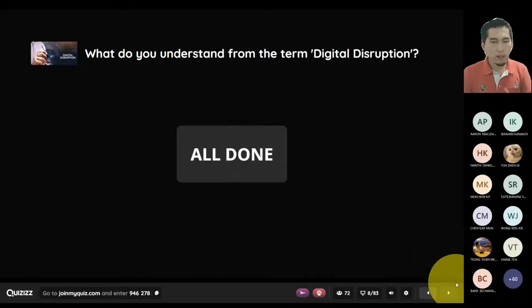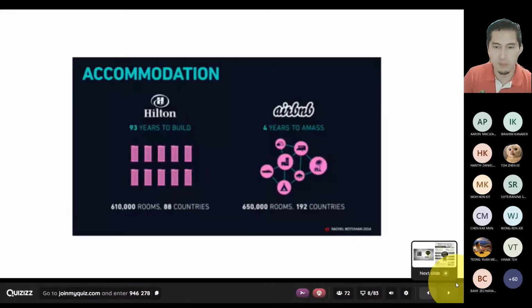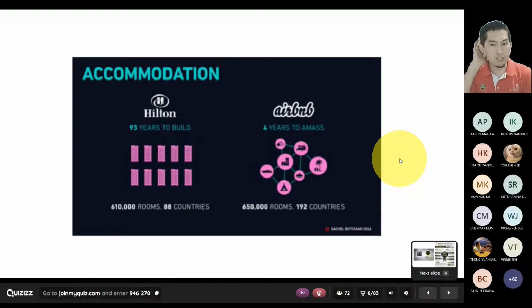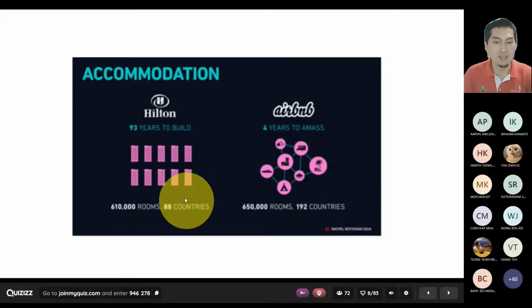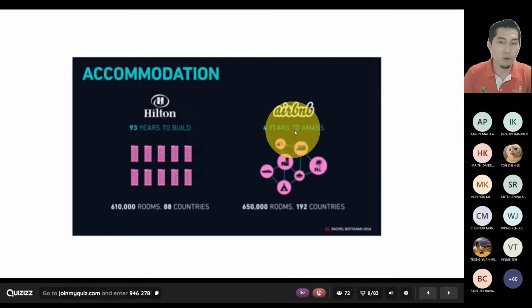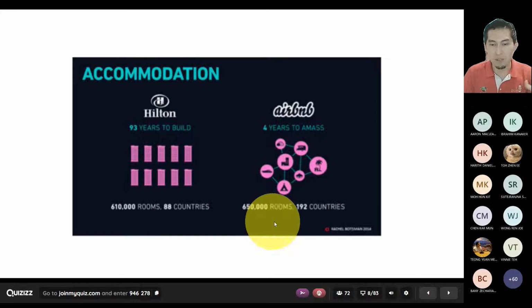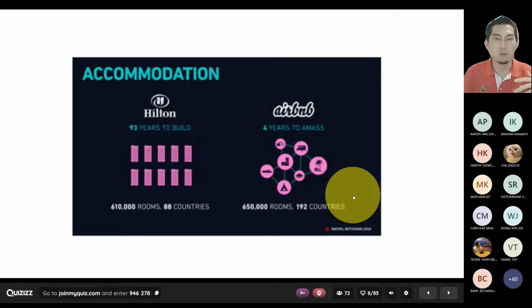Moving on. So one aspect, as you can see, that is being highlighted here, yeah? One aspect of the disruption that has happened is in an area of, for example, accommodation here. On the left, you see Hilton, right? The Hilton chain of hotels around the world took 93 years to build. Not today. This is I think easily 3 years ago. There has been newer Hiltons being built, yes, even though with COVID and the pandemic. 610,000 rooms, 88 countries. Airbnb only took 4 years, yeah, only took 4 years, and they have a total amount of rooms in even more countries around the world.